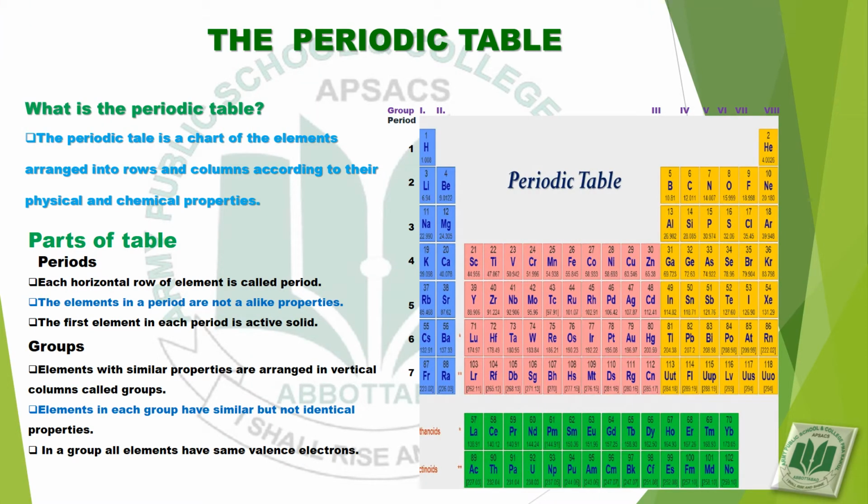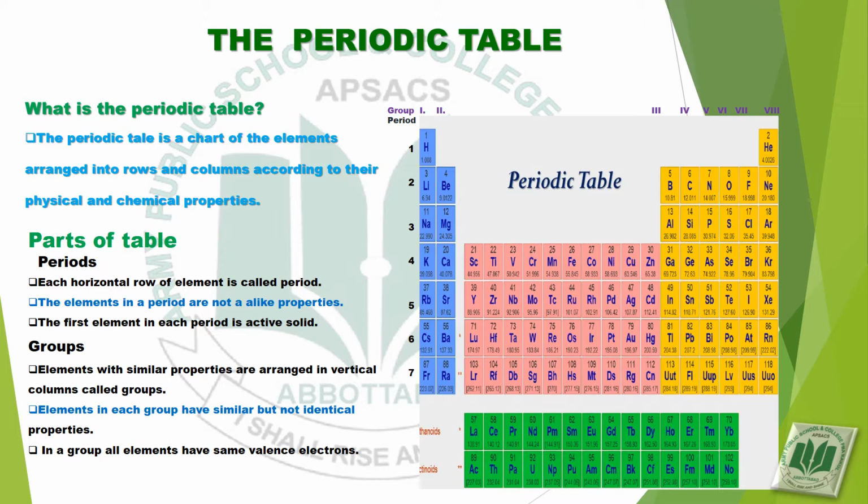First of all, students, we will discuss the periodic table and its parts. So what is the periodic table? The periodic table is a chart of the elements arranged into rows and columns according to their physical and chemical properties. Parts of the table: there are two parts, periods and groups.